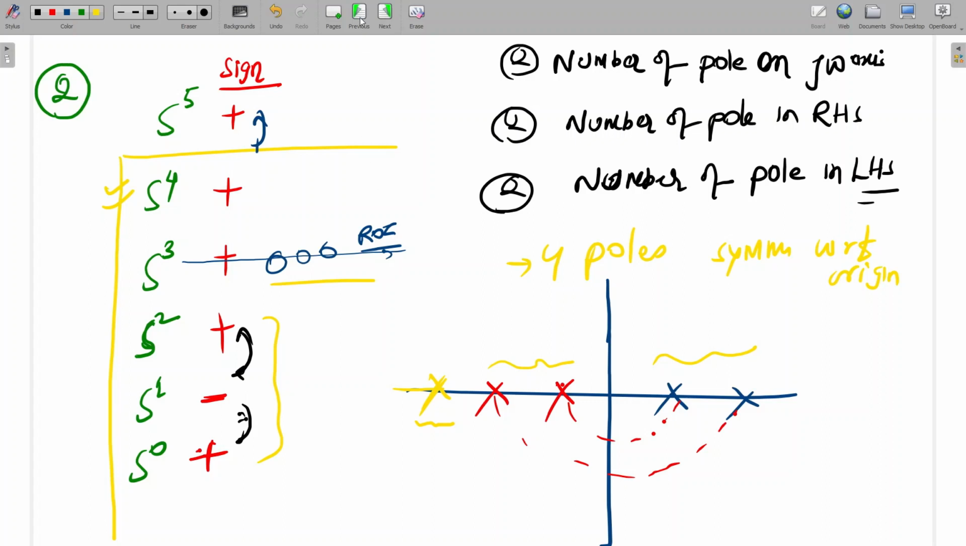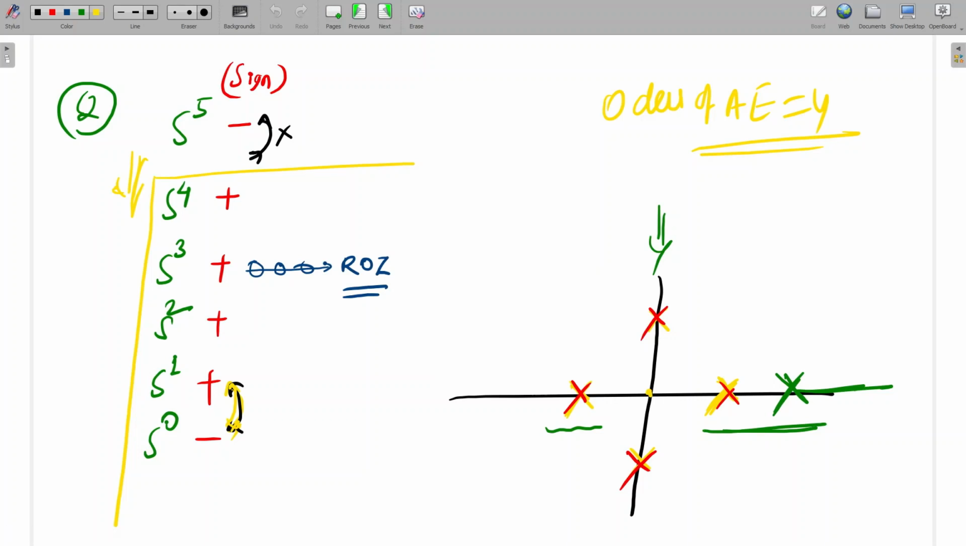What is the difference between the earlier question and this question, sir? Okay, see, in this question here one sign change is there. The order of the auxiliary equation is the number of poles which will be symmetrical with respect to the origin. So four poles should be symmetrical with respect to the origin. But if we see below the auxiliary equation, only one sign change is there. So one sign change means one pole will come in the right hand side. The corresponding mirror image will come here.